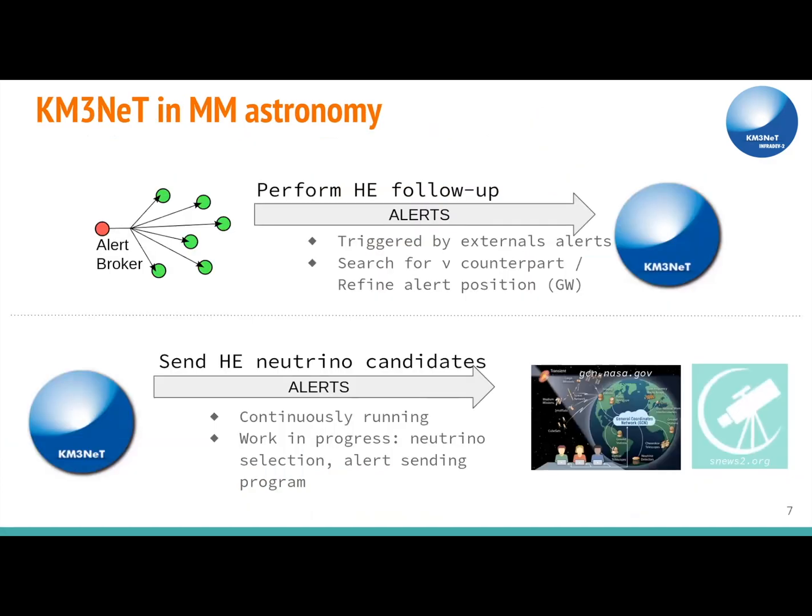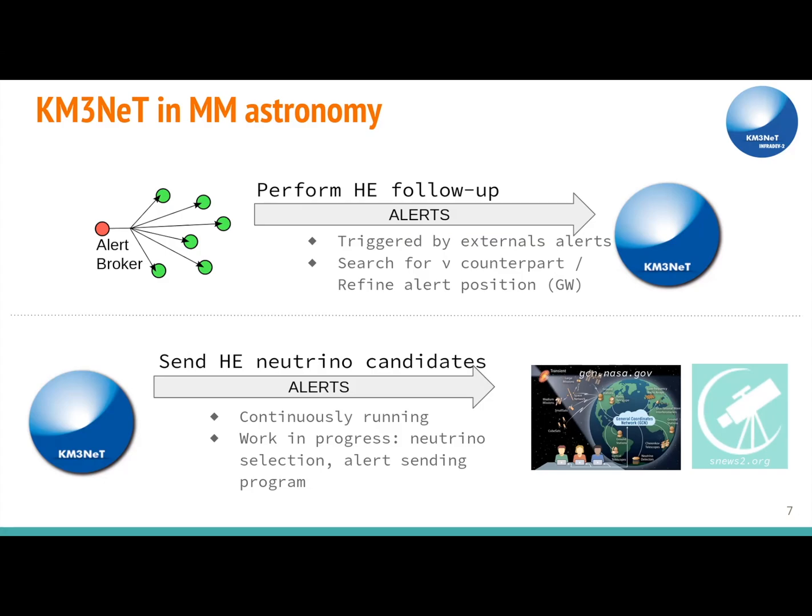Then, what do we want to do with KM3NeT in multi-messenger astronomy? The first thing we want to do, and we are already doing, is to follow some alert brokers to do high energy follow-up of external sources, which are detected by IFIC, for instance, by Fermi and by other detectors. So we are triggering an alert from this external broker, looking for a neutrino counterpart in our data. And if we find something, we hope at some point to provide some results, and maybe we can help to refine some position for a gravitational wave event, for instance.